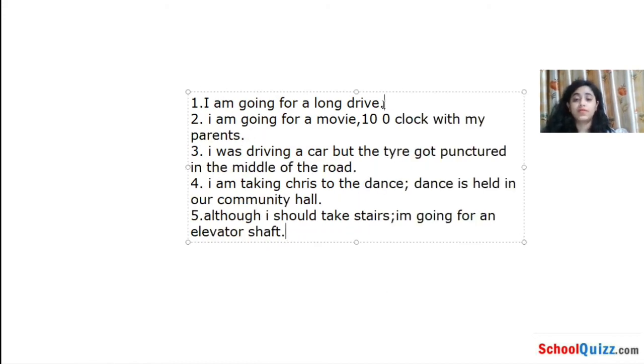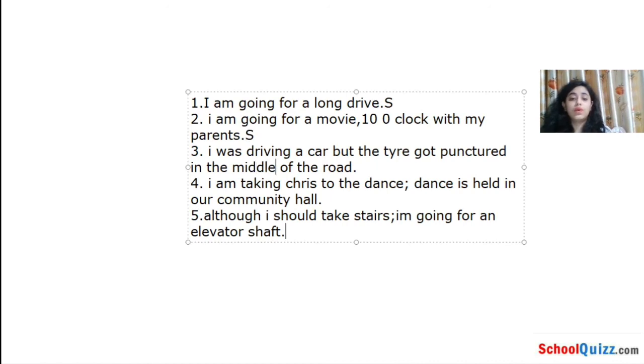I'm going for a long drive. Which type of sentence is it? I'm writing down S. It is a simple sentence, because it has just one predicate. Next one: I'm going for a movie, at 10 o'clock with my parents. That is also a simple sentence, because only a comma is included and no predicate or subject is added. It has a compound word, but it is a simple sentence. I hope you are clear with it.